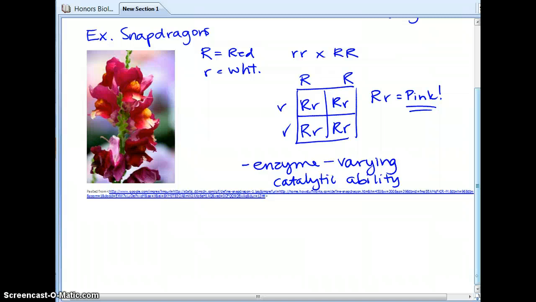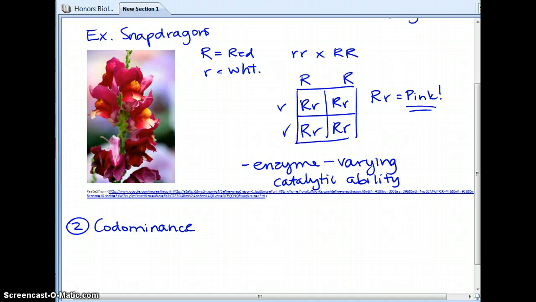So the second example that we're going to talk about today, instead of incomplete dominance, and think of it as incomplete. If something is dominant, it is, the light switch is turned on, right? But incomplete means it's not quite there. Well, in this case, codominance is when actually both alleles are expressed.